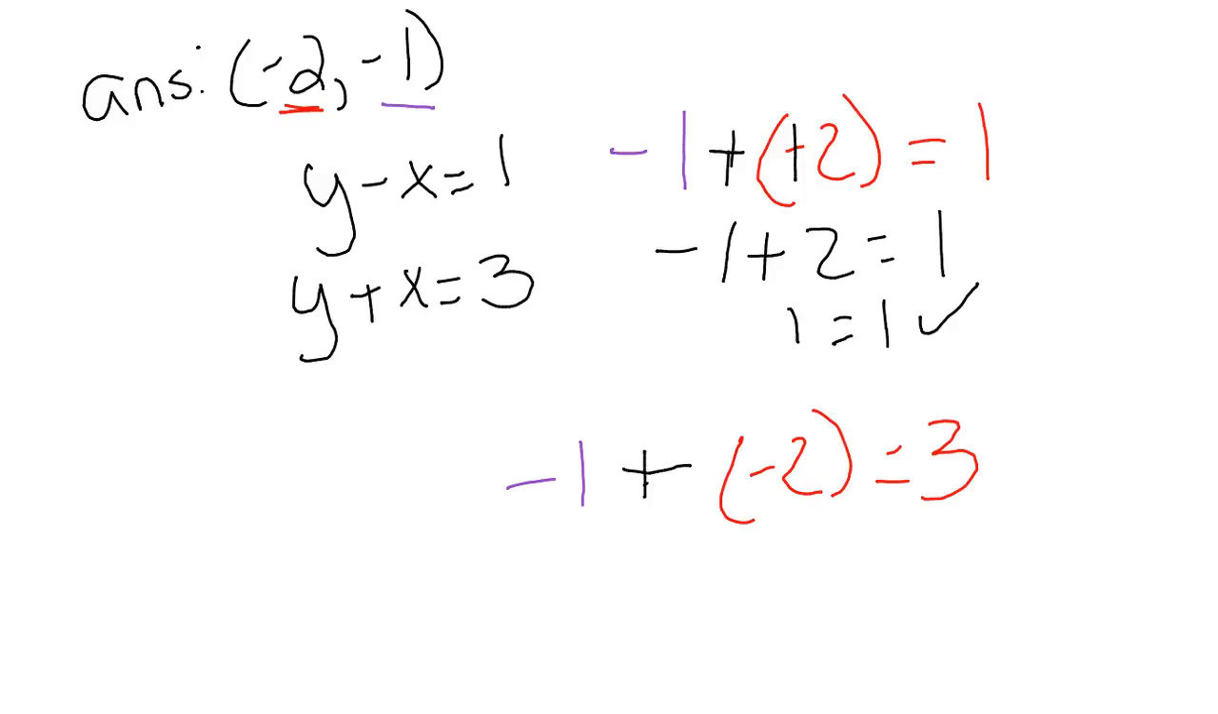So if I do this, I end up getting negative 1 plus negative 2. That gives me a negative 3 equals 3. So that's not quite right. And I realize that I made a mistake up here, that this is supposed to be a negative 3. If you go back to the original equation, this should be a negative 3 here. So this is actually the answer. So again, your answer is negative 2, negative 1, written as a coordinate.